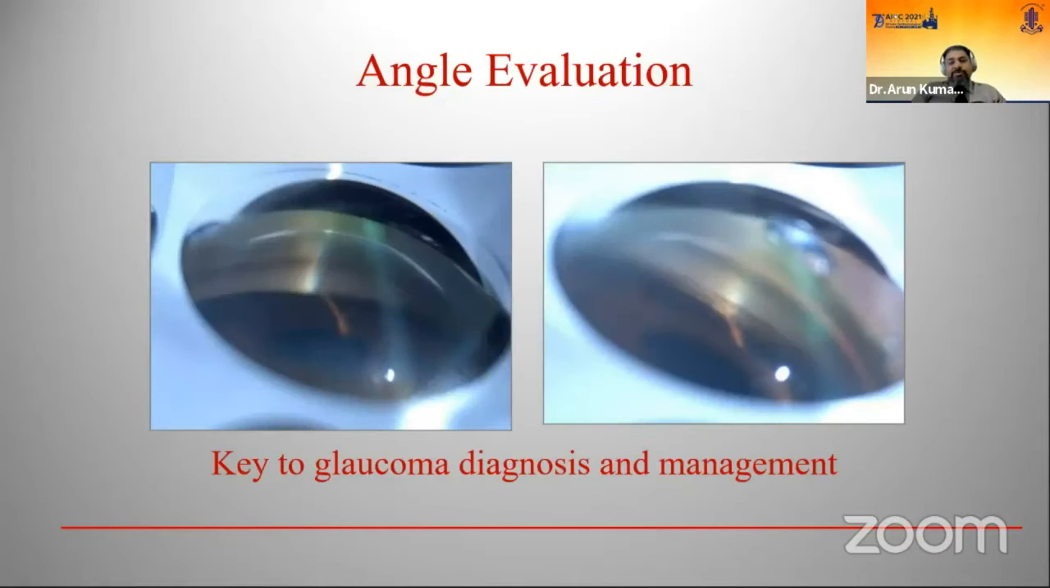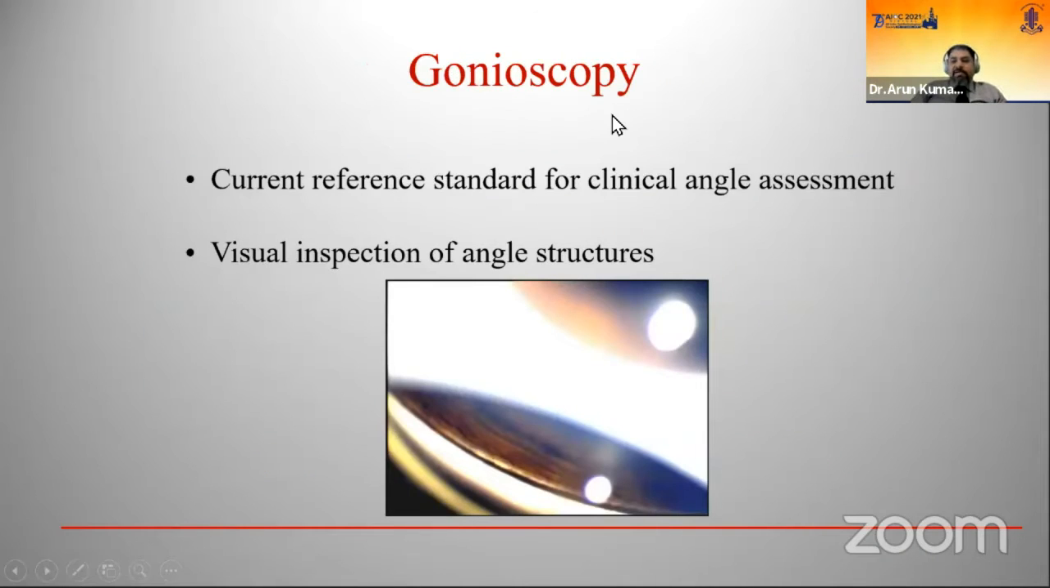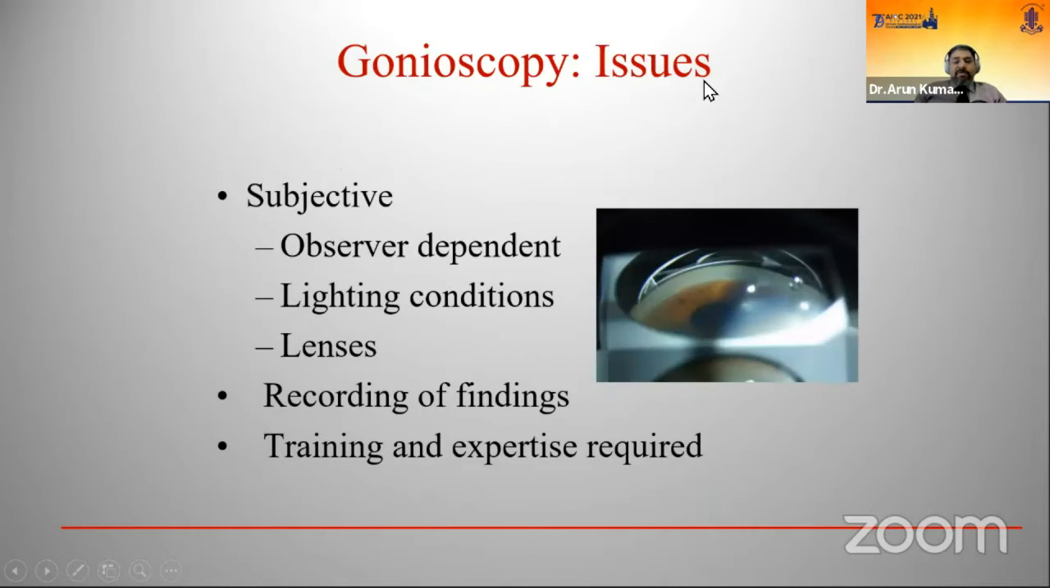So no financial disclosures. Angle evaluation is key to glaucoma diagnosis and management. And gonioscopy is our current reference standard. It basically involves the visual inspection of angle structures. However, gonioscopy is fraught with a few issues such as subjectivity, the way we record our findings, and a significant amount of training and expertise which is required to do a good gonioscopy.